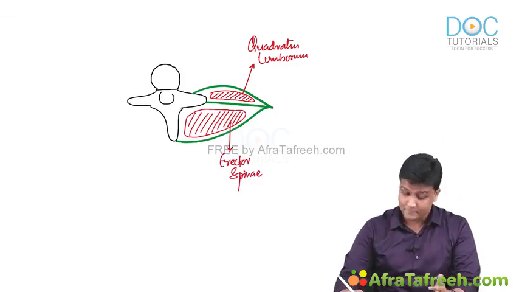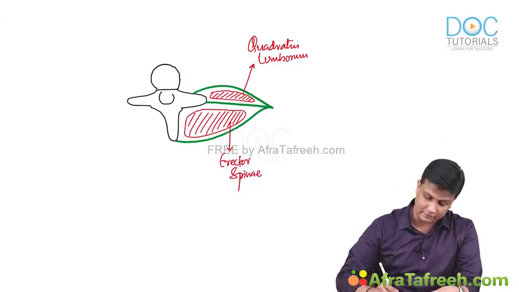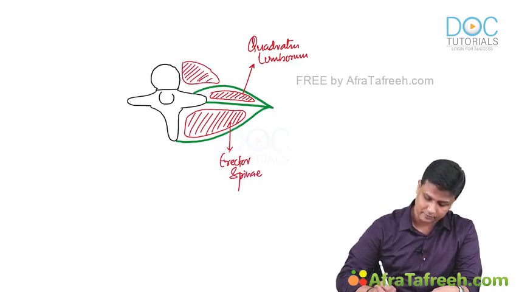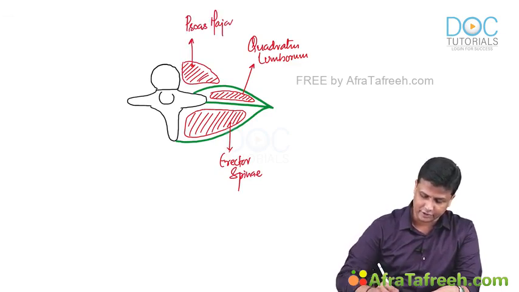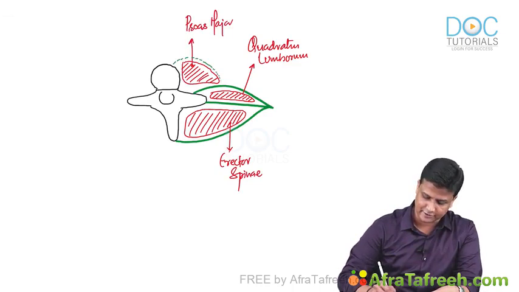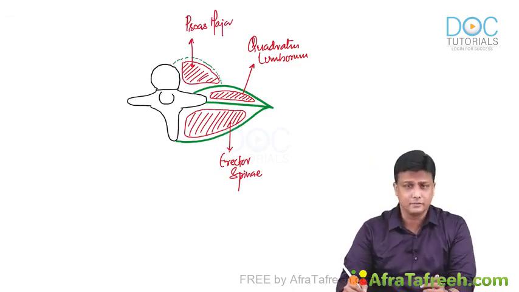Erector spinae muscle. Then again the same thing, where do you have the psoas major? Psoas major muscle you will be able to appreciate over here. This will be the psoas major muscle, and it is also covered by a fascia, that is the psoas major fascia itself.